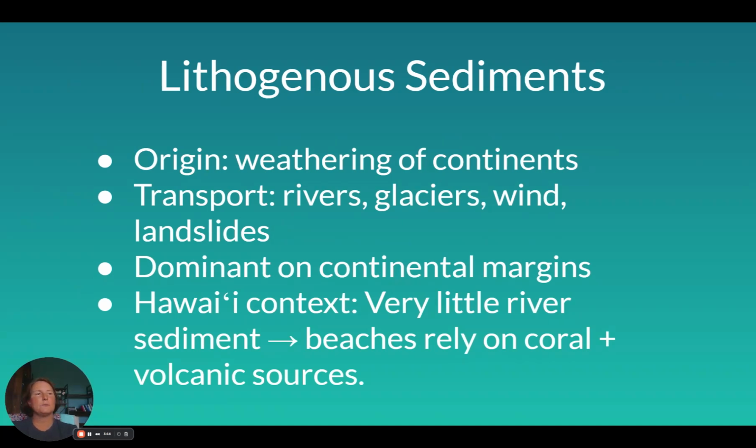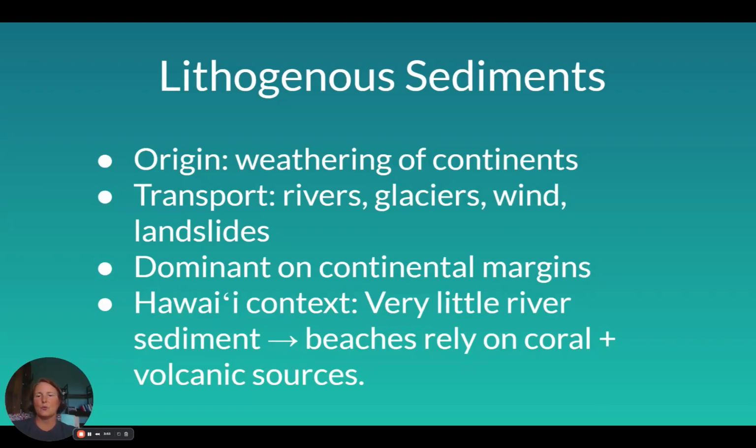So first, we're going to talk about lithogenous sediments. These are the most common. They come from the weathering of continents. So essentially, when the wind blows and it blows sand or rock into the ocean, that's where these lithogenous sediments come from. They can also be transported by rivers. Think about a river delta, glaciers, landslides. There are a few different ways, not just the wind. They, again, are the most common of all the sediments, and they are dominant on continental margins.